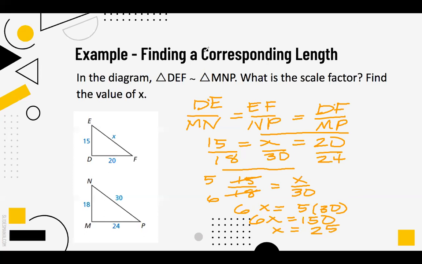So what's the value of x? X is 25. What's going to be my scale factor? Well, I have 15 over 18, which reduces to 5 over 6. I have 20 over 24, which also reduces to 5 over 6. So my scale factor is 5 over 6, because that is my order of comparison. Okay? Questions? Next.